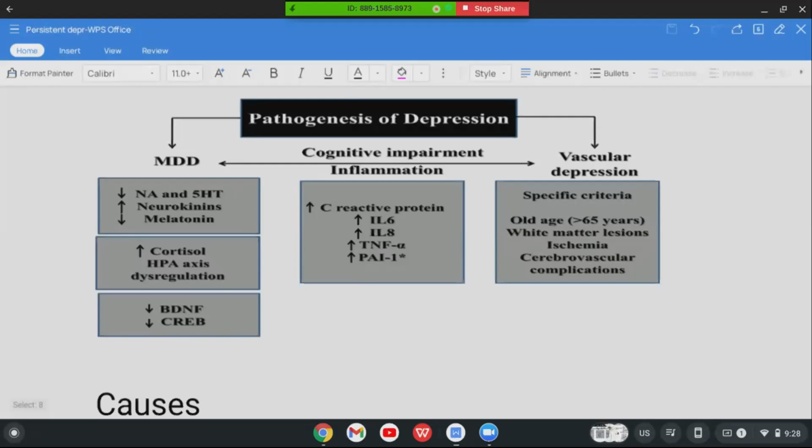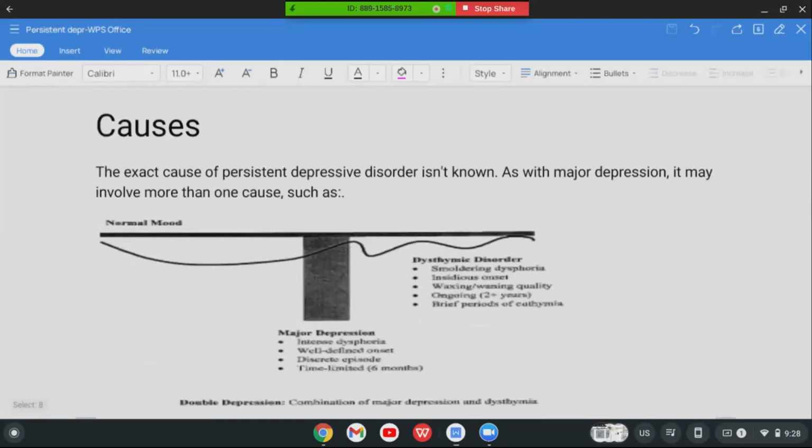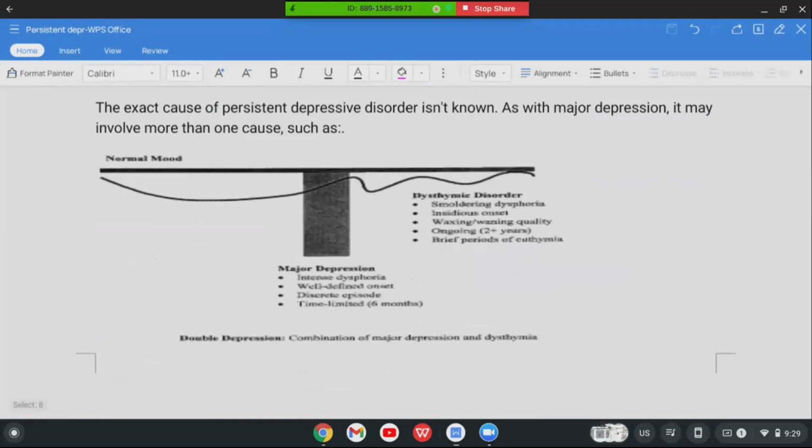And there are other neurotransmitter changes that also lead to the pathogenesis of depression. There is an increase in cortisol and HPA axis dysregulation, and an increase in neurokinins. There is a decrease in noradrenaline and serotonin, and a decrease in melatonin. So these lead to the pathogenesis of depression. The causes of depression are multiple. It is not a single cause.